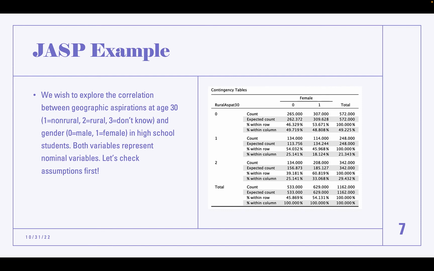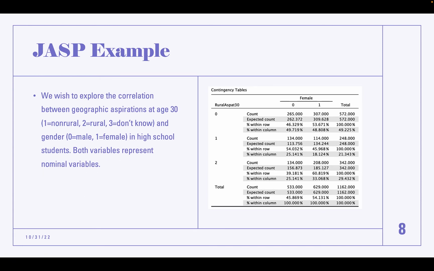Okay, so first let's think about the assumptions. Both variables are nominal. We have independence of observations, so a female could not have said rural and non-rural. There was only one response recorded. And if we look at our expected counts in the table, we see that everything is greater than 5. So our 3 assumptions are met.